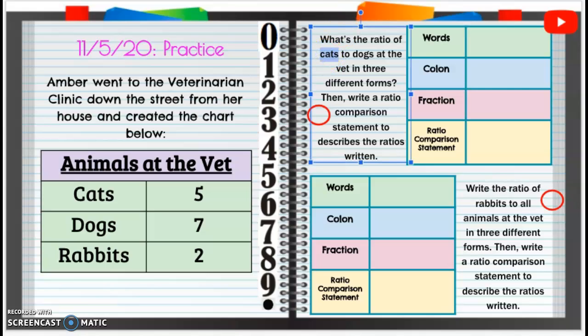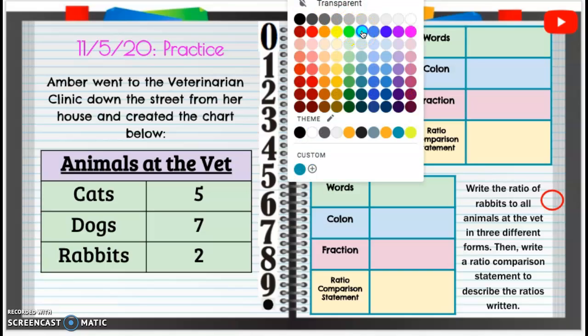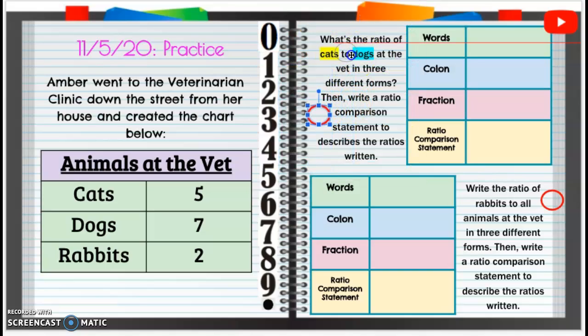So cats to dogs. Cats to dogs. So that "to" is separating our 2 things, our 2 quantities, what we're comparing. Cats to dogs. How many cats are there? It says there's 5 cats. So I'm going to put 5, and then our word "to." Dogs. How many dogs were there? 7 dogs. So 5 to 7.